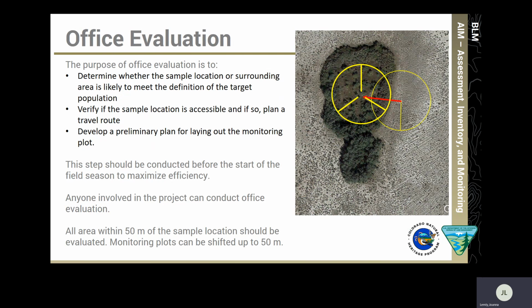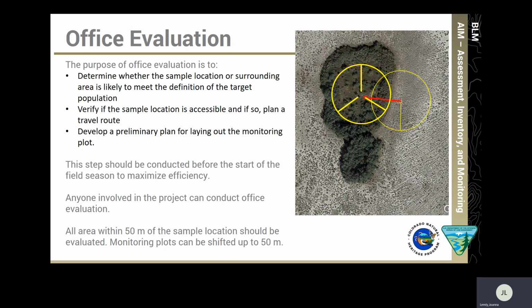Site evaluation is a two-step process. The first step takes place in the office. This step should be conducted before the start of the field season to maximize efficiency. Anyone involved in the project can conduct office evaluation, including BLM resource specialists, contracted crew managers, or crew leads. The purpose of office evaluation is to determine whether the sample location or surrounding area is likely to meet the definition of the target population. The second objective is to verify that the sample location is accessible, and if so, to plan a travel route. And third, to develop a preliminary plan for laying out the monitoring plot.